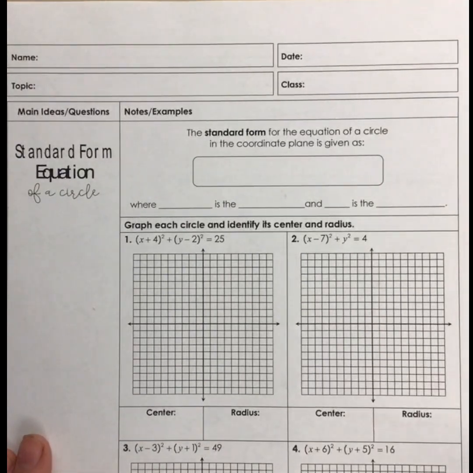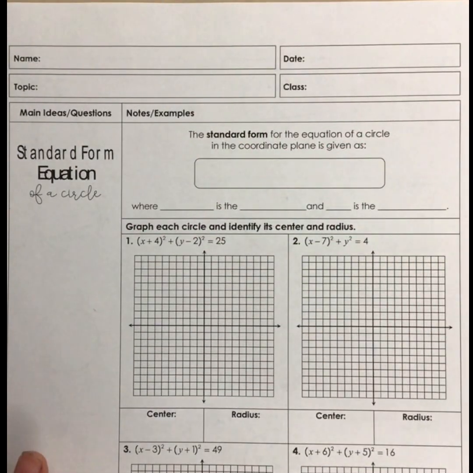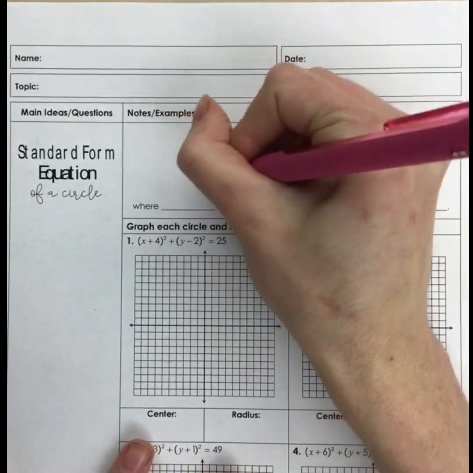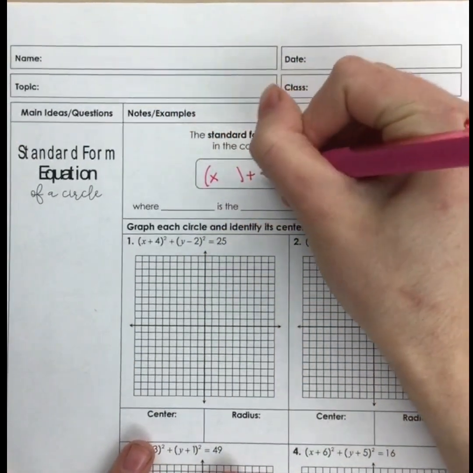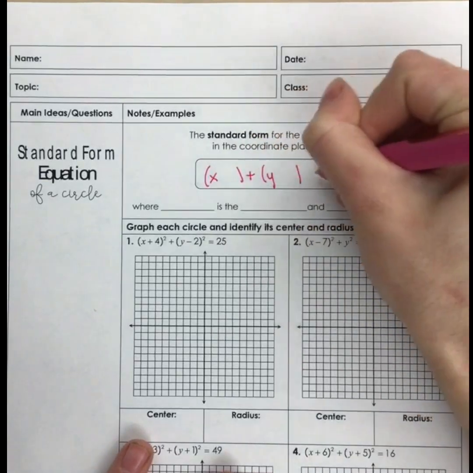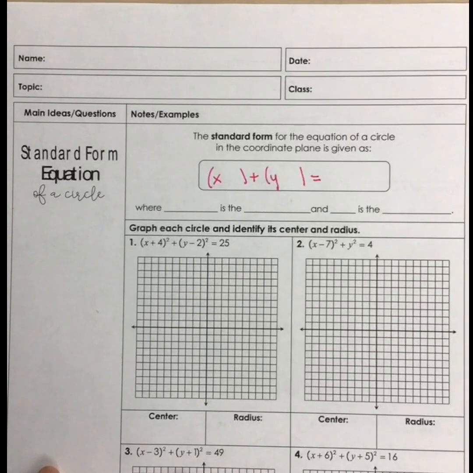All right, so for today, in terms of our circle equations, we're going to talk just about the standard form of our circle equation. And the standard form of an equation is given in terms of the coordinate plane. So we'll have our x and y still. We have x plus our y. And that's going to equal something a little bit different this time.